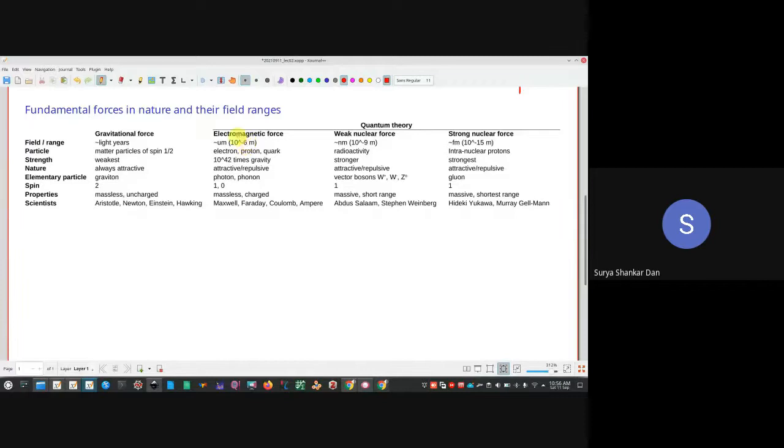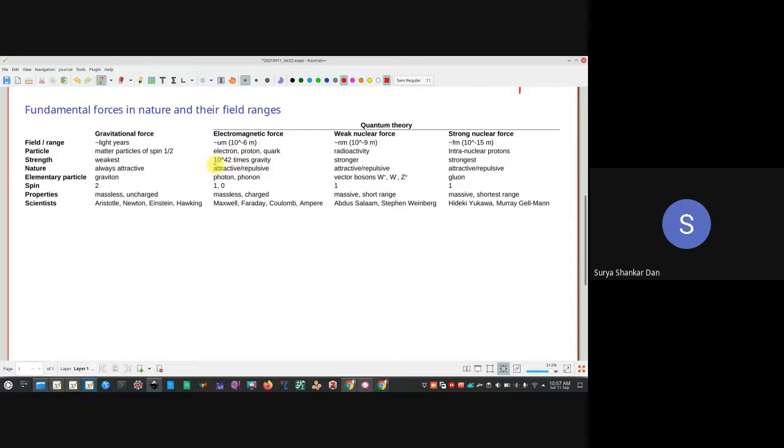So now if you are essentially making an electromagnetic force of this order, beyond this order you will not feel any influence of the existence of this electromagnetic force. What are the various particles we see? These are all spin half particles: electron, proton, quark, and all that. Now these are all subatomic particles. Now, what is the strength of the force?